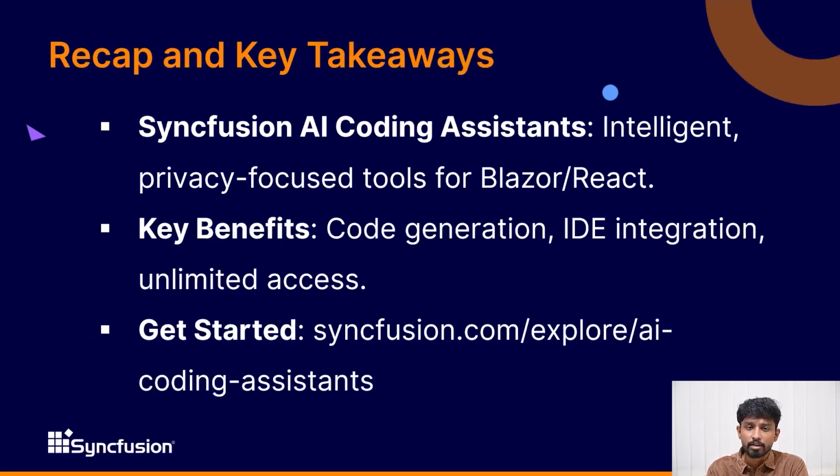Okay, so let's wrap up with a quick recap. Today, we have explored the Syncfusion AI coding assistants, powerful MCP servers that accelerate Blazor and React development. They offer intelligent code generation, seamless IDE integration, and contextual guidance, all tailored to Syncfusion's component libraries. We saw how to set them up in VS Code and Code Studio in just minutes, and how to use them effectively with specific prompts and best practices.